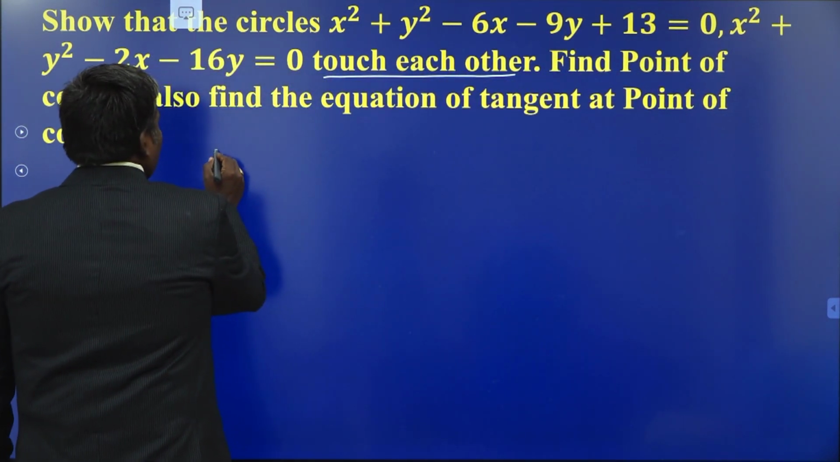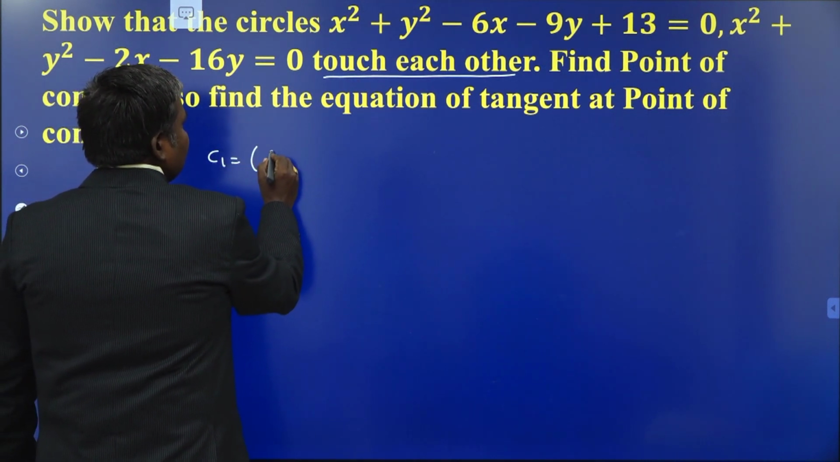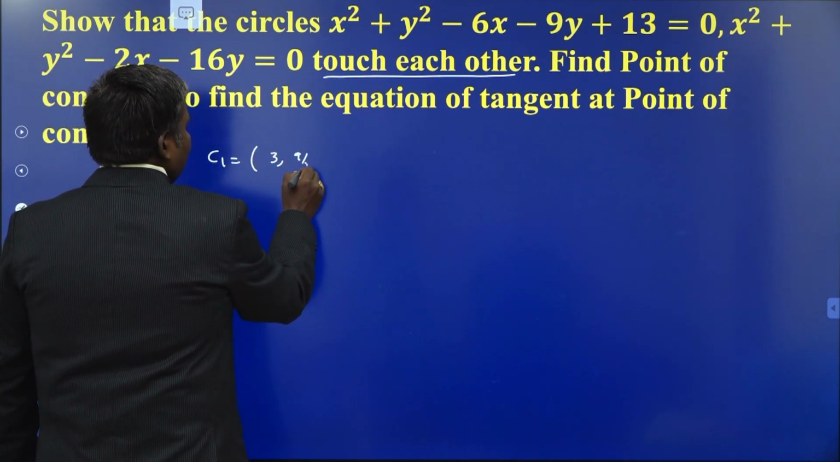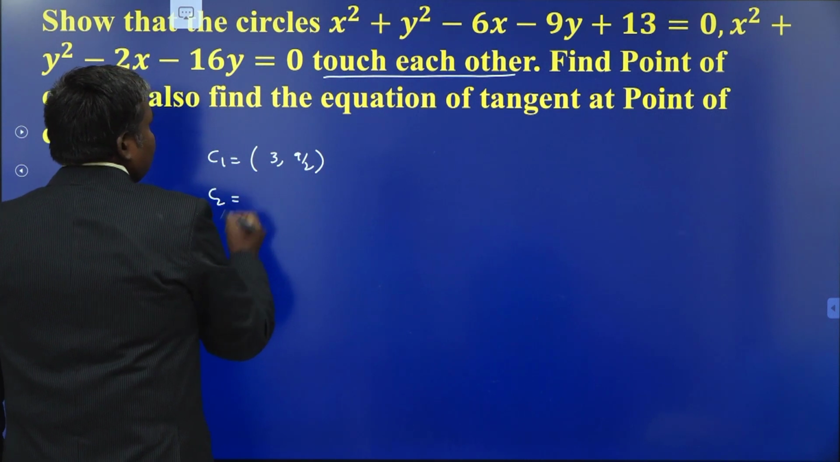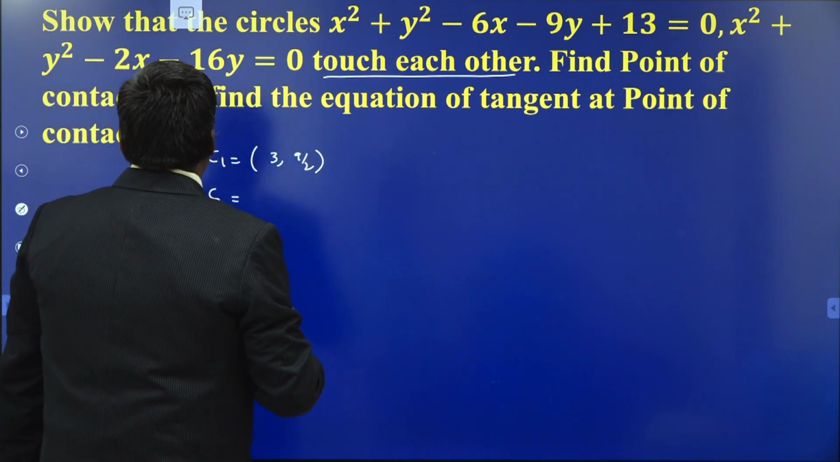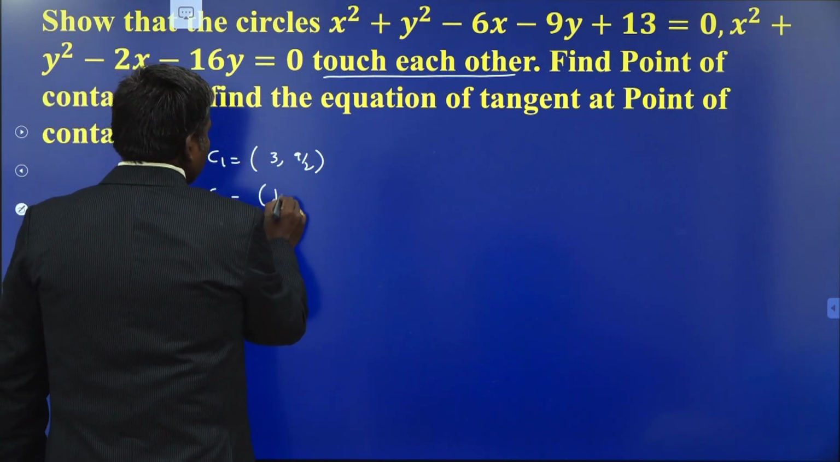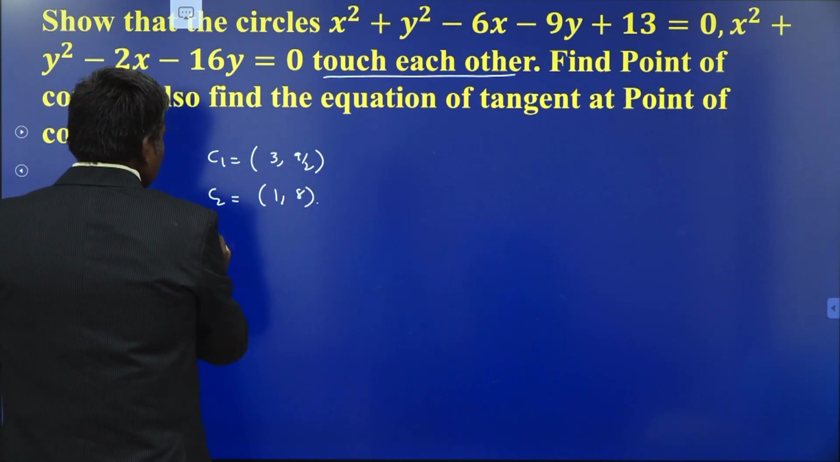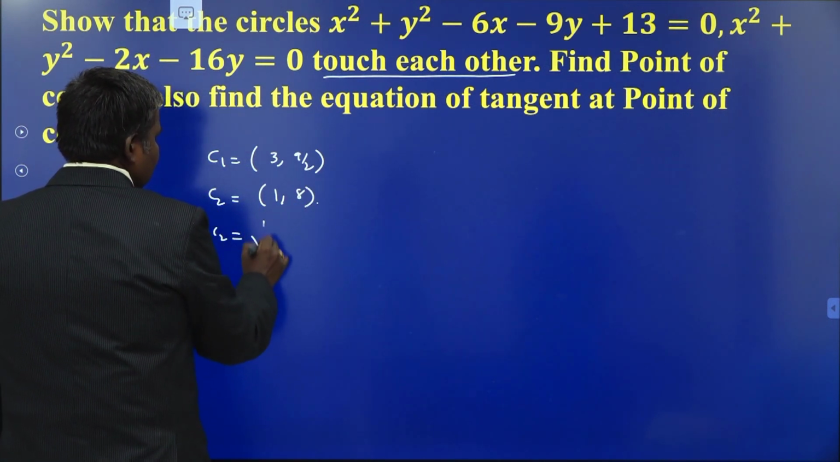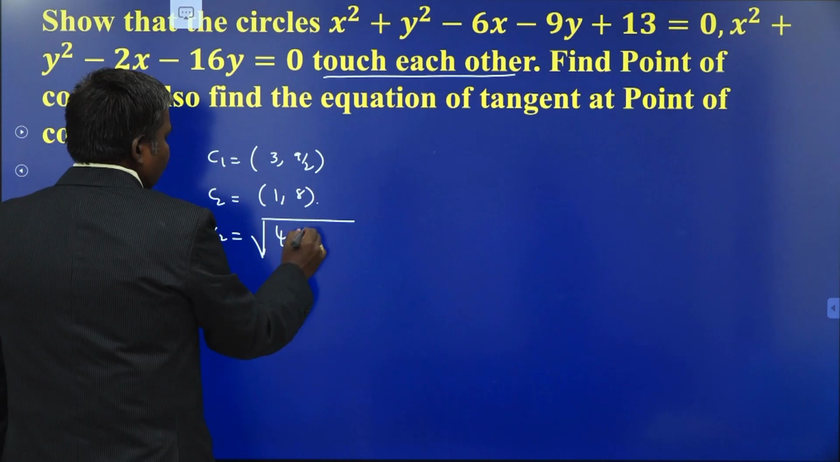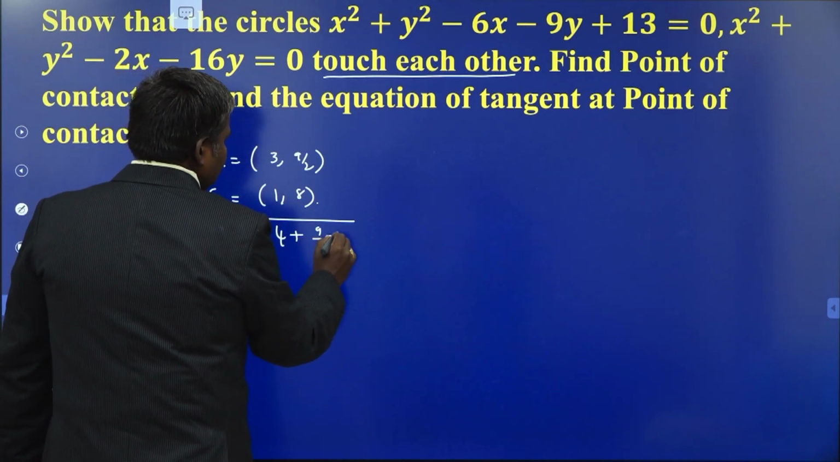So what is the center of the first circle here? C1 is equal to (3, 9/2). The second circle's center is what now? (1, 8). What is the distance between the two centers? C1C2 is equal to root of 4 plus (9/2 minus 8) whole square.